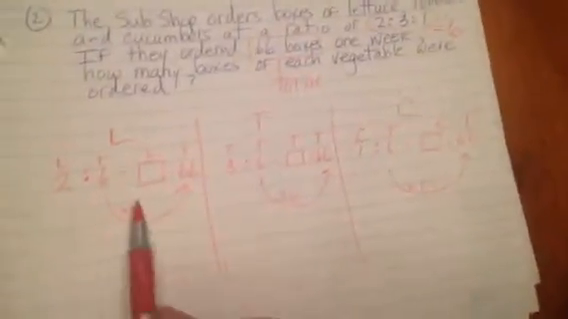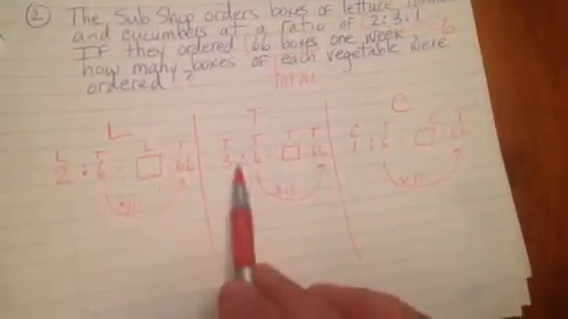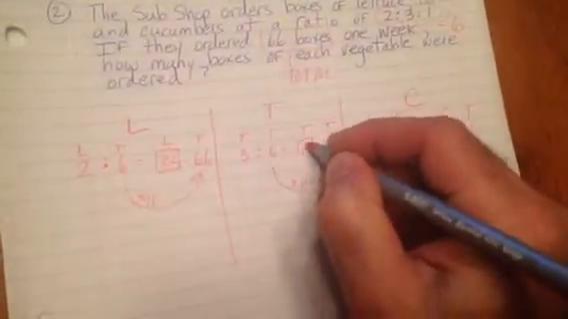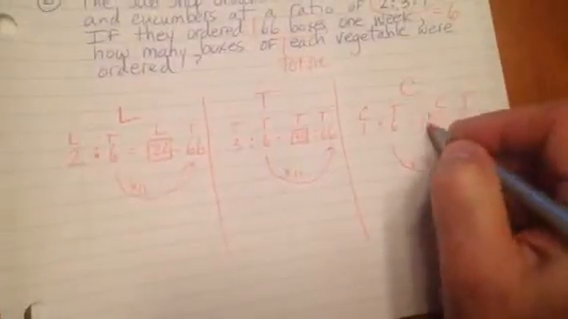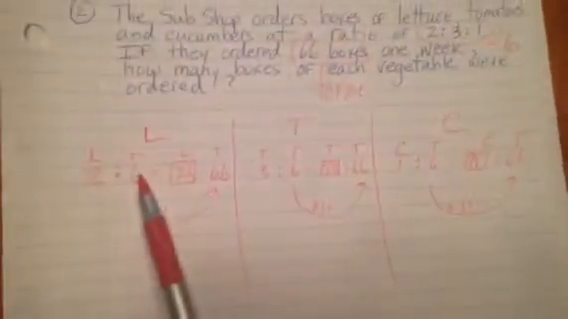They're all the same. So now we know that whatever we do to the total, we've got to do to the lettuce, to the tomato, to the cucumber. So it's 2 times 11, 22. 3 times 11, 33. 1 times 11 is 11. And altogether, I have 66 boxes: 22 lettuce, 33 tomato, and 11 cucumber.